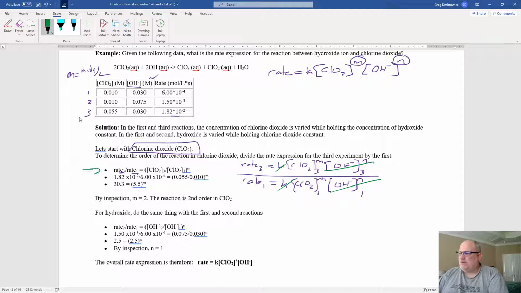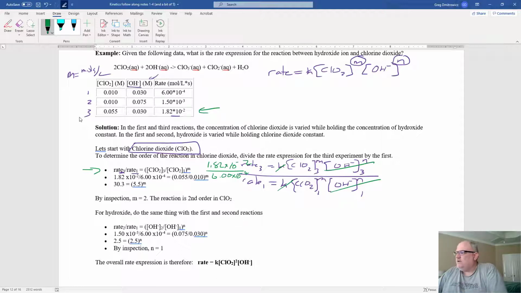which is why they give us this expression right here. Now I want you to pay attention here, because they actually plug these numbers in. So for this rate right here, they plugged in 1.82 times 10 to the negative 2, and that's what they got right here. And they divided that by 6.00 times 10 to the negative 4. So that's on this side.